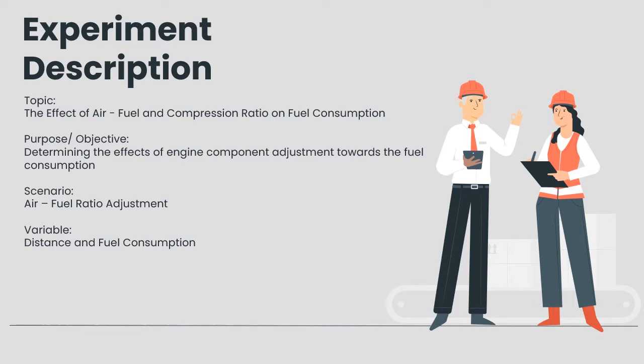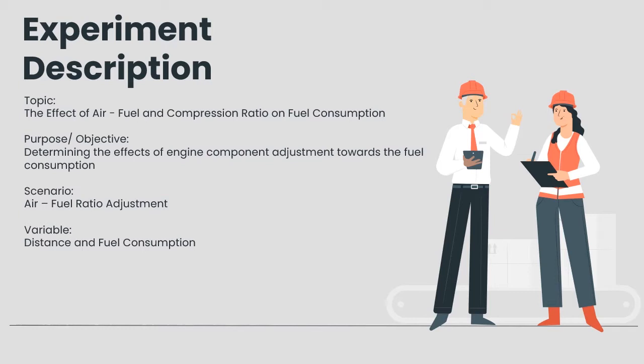The objective of this experiment is to determine the effects of engine component adjustment towards the fuel consumption. The object that would be measured for this engine configuration is a motorcycle. For the scenario, initially there are 5 scenarios would be experimented, but as mentioned, the scenario that would be presented is about the air-fuel ratio adjustment.